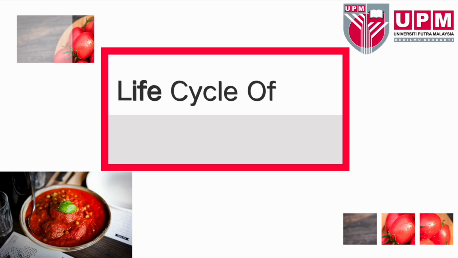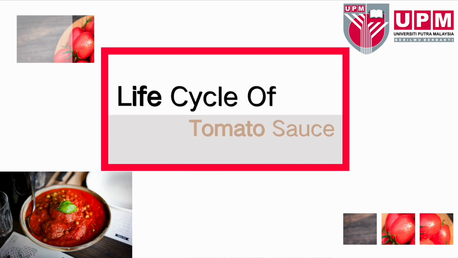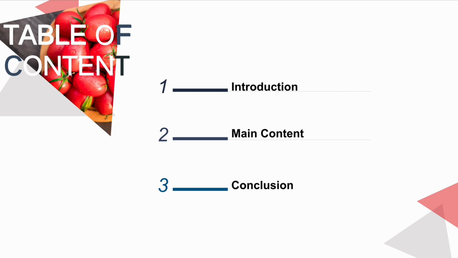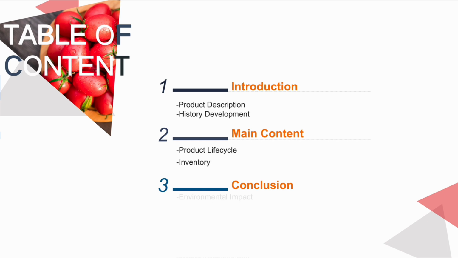This video will introduce the life cycle of tomato sauce, roughly divided into 3 parts: introduction, main content, and summary. The introduction section will cover the product introduction and the history of tomato sauce. The main contents include product life cycle, system boundary, and environmental impact. The final summary includes recommendations for improving the handling of production use and the relationship with CGIGS.